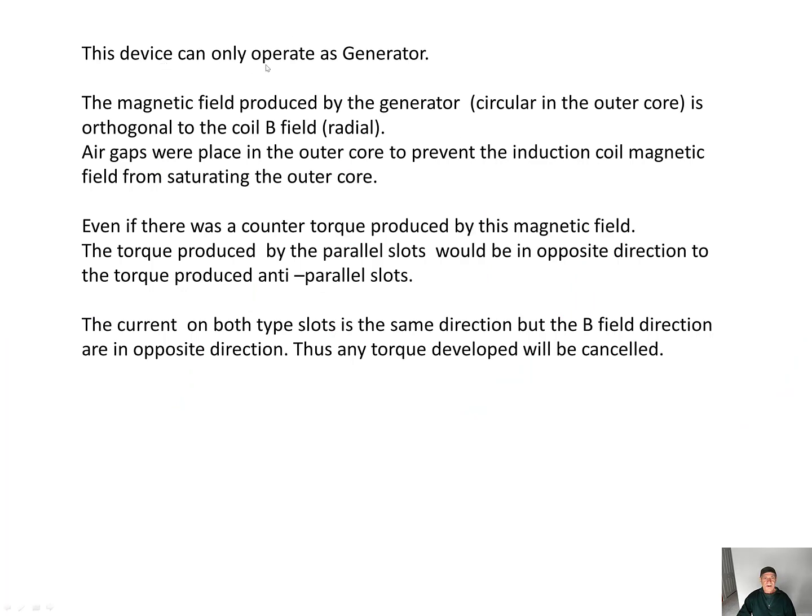So this device can only operate as a generator. The magnetic field produced by the generator, circular in the outer core, is orthogonal to the B field radial. Air gaps were placed in the outer core to prevent the induction coil magnetic field from saturating the outer core. Even if there was a current, torque produced by this magnetic field, the torque produced by the parallel slots would be in the opposite direction to the torque produced by the anti-parallel slots. The current on both types of slots is in the same direction, but the B field directions are opposite. Thus, any torque couple will be cancelled.